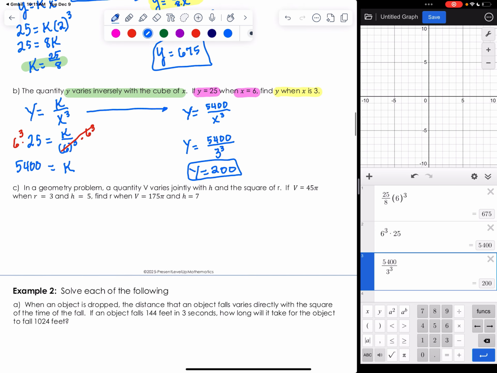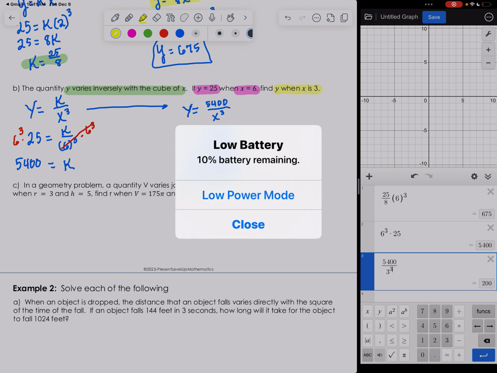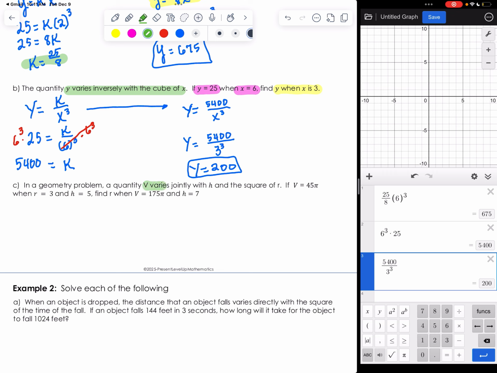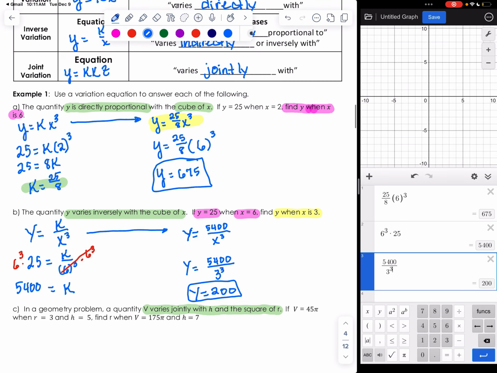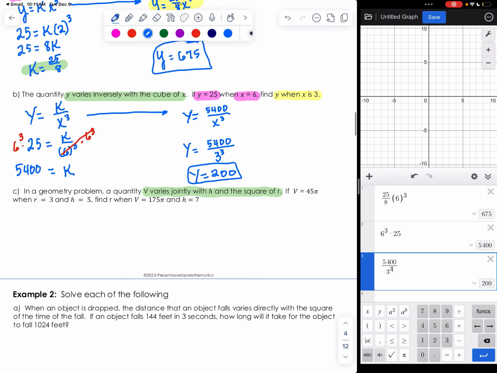Problem C. In a geometry problem, a quantity v varies jointly with h and the square of r. So let me highlight that. V varies jointly with h and the square of r. So let's go up to joint variation. We have y equals k times x times z. So this will be v equals k times h times the square of r, which would be r squared. Okay?